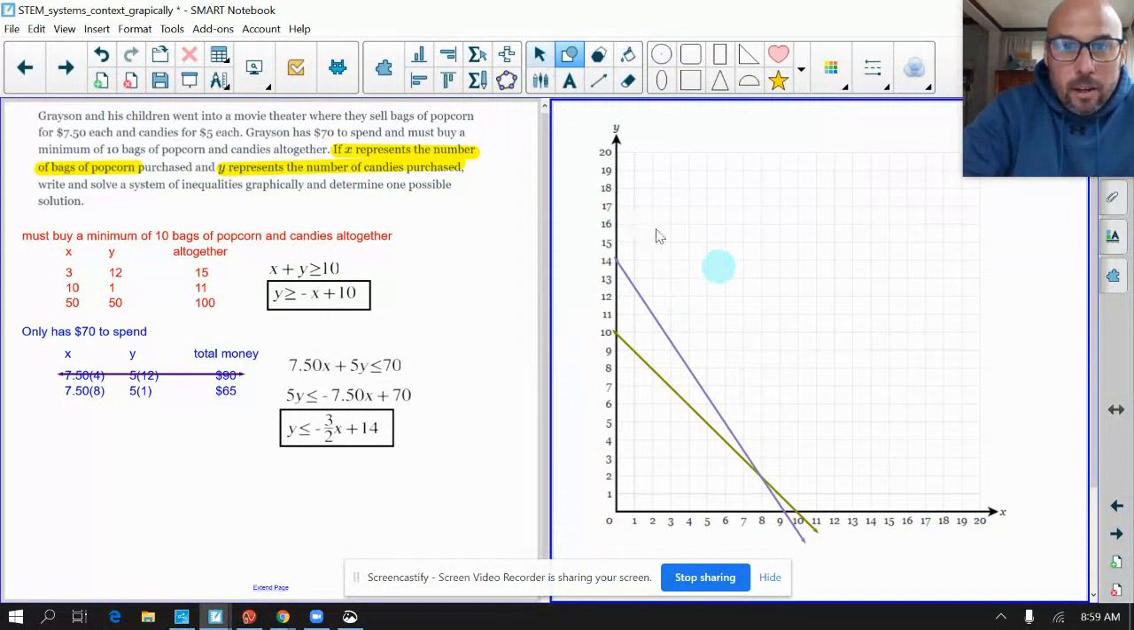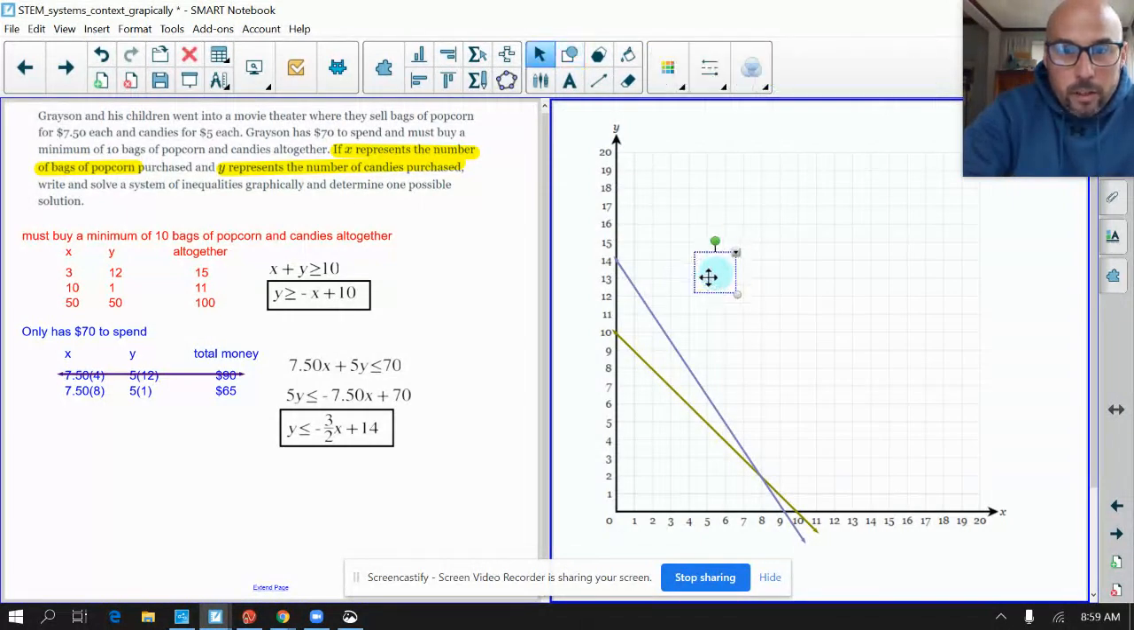So this ordered pair right here, any ordered pair over here is he bought at least 10 things, so that's good. The kids are happy, but he spent more than $70. So he doesn't have the money. Anything over here, what's the problem with this? It's less than $70 because it's underneath this blue line, but it's also under 10 items. So he wants to buy at least 10 things. So only the ordered pairs in here.